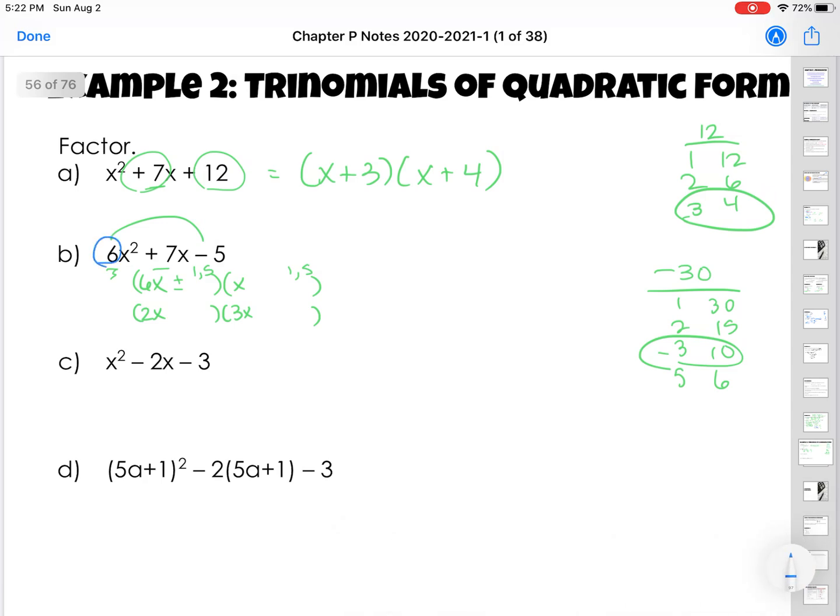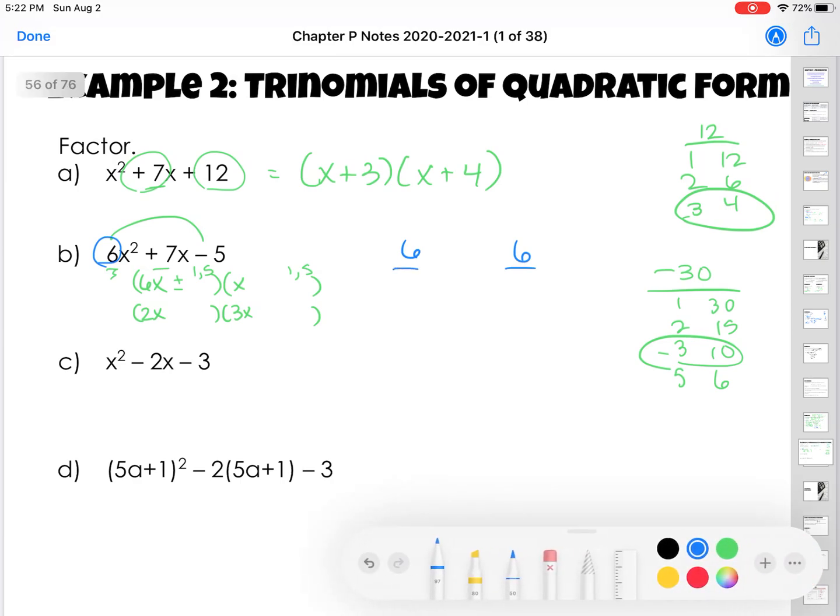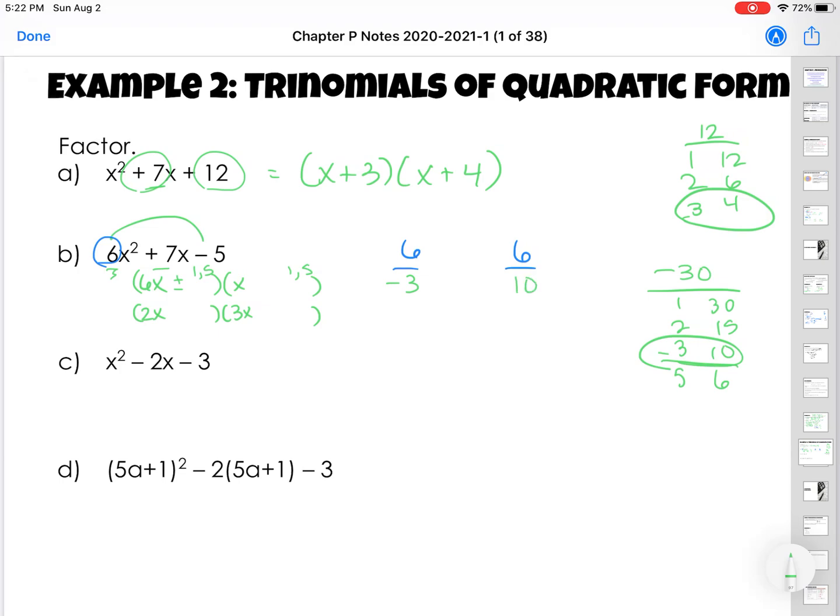I am going to take this number, the a in the front. We have 6. I'm going to make 2 fractions. 6 is my numerator, and these guys will become my denominators. I am going to simplify them, but I am going to keep them looking like fractions. So if something becomes 1, I'm still writing the number 1. 6 over negative 3 becomes 2 over negative 1. 6 over 10, both are even, becomes 3 over 5.